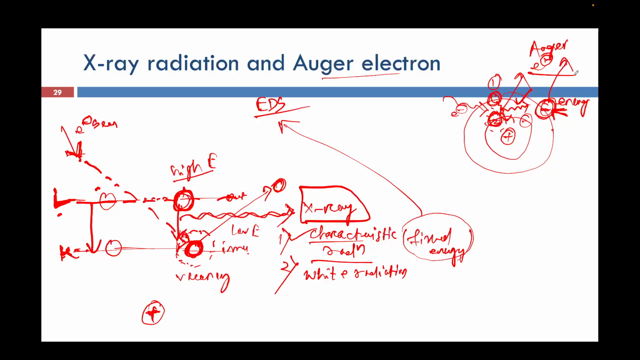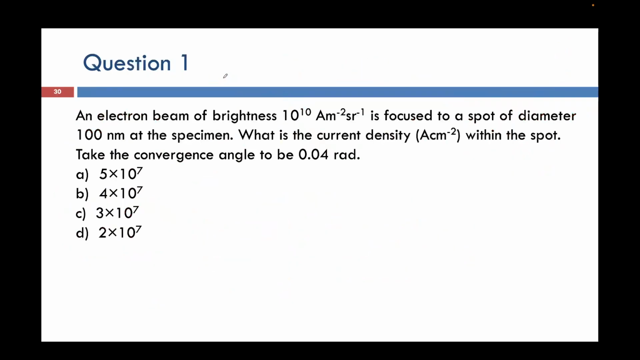This is how we do Auger electron spectroscopy, but generally in SEM, scanning electron microscopy, we are heavily dependent on EDS, energy dispersive spectroscopy, where we capture the particular energy. How are those energies coming out? Those are coming out by X-ray radiation. So that is the end of all the concepts. We will now see a few questions. Yes, we'll go through a few practice questions now.